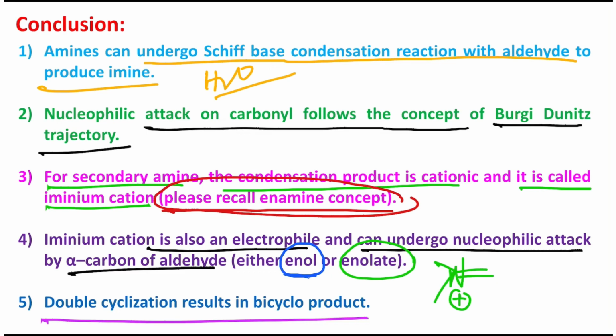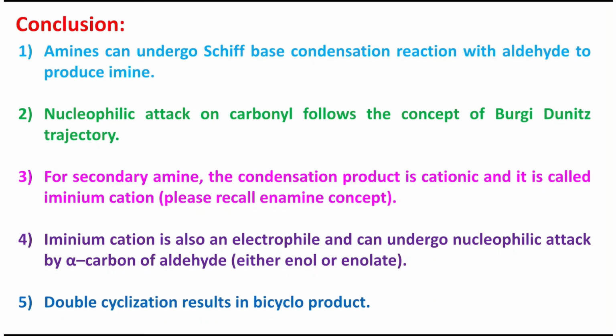Okay, now the last point is, remember, students, the double cyclization resulted in a bicyclo product, and as I told you in the definition, you need to cut the molecule minimum twice to get the open chain. That's why it is called bicyclo. So this is the end of the discussion.